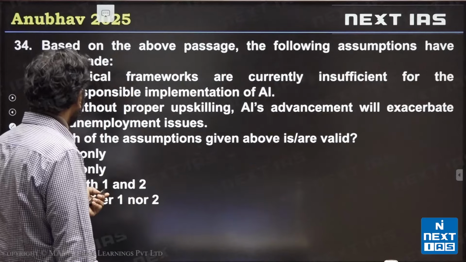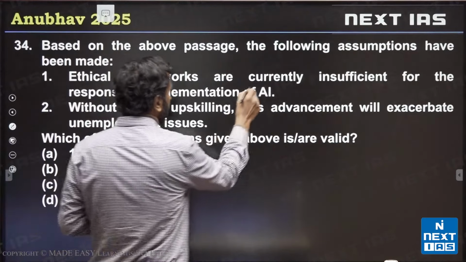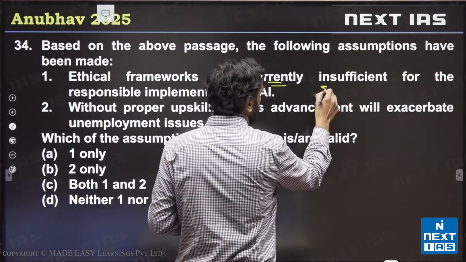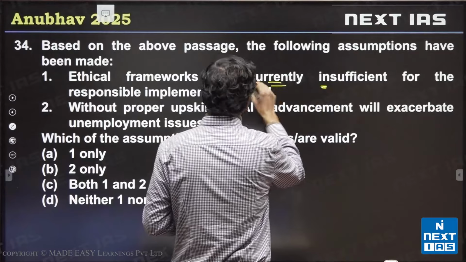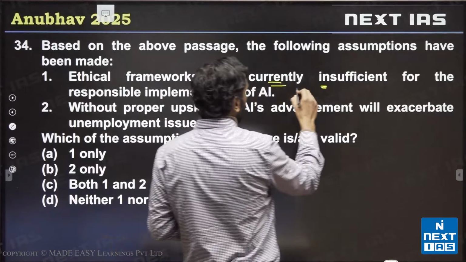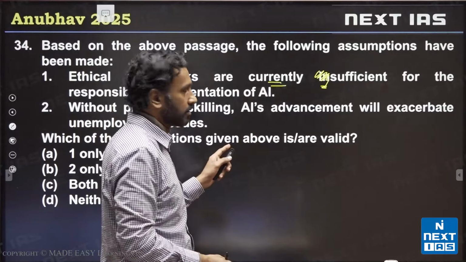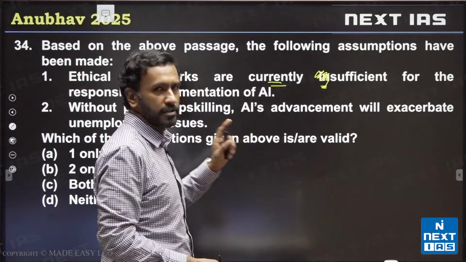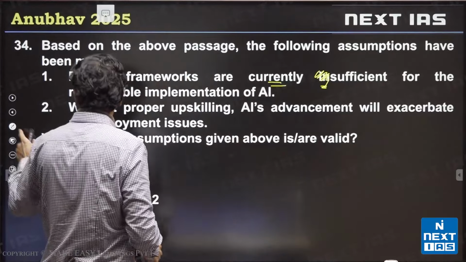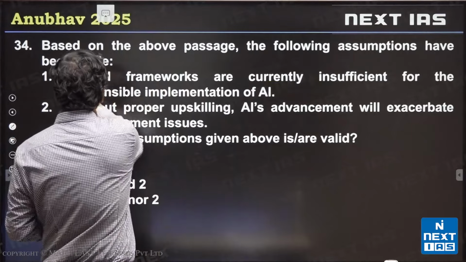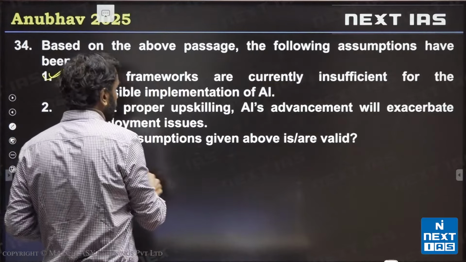Establish would be to build or create. So ethical frameworks currently are not good. Currently they are insufficient. If I said ethical frameworks are currently sufficient, the passage would stop making sense, right? They are currently insufficient. So this is a valid assumption.